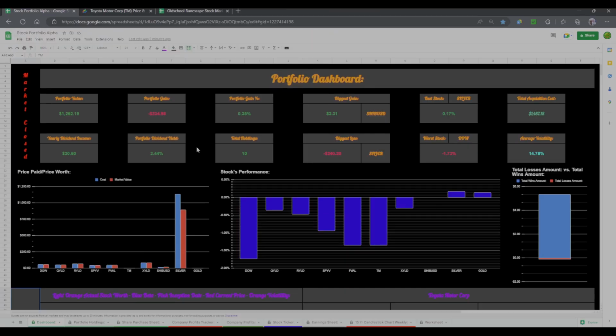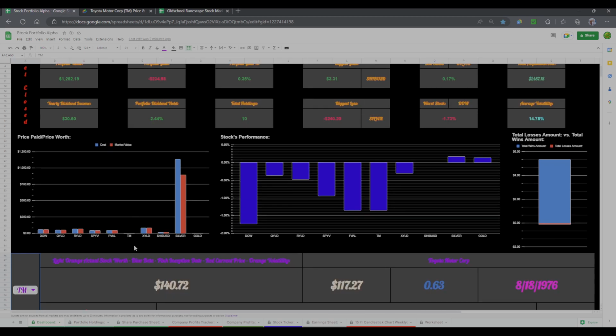Alright, so I did a lot of updates to my portfolio and my trigger's freaking throwing a fit.